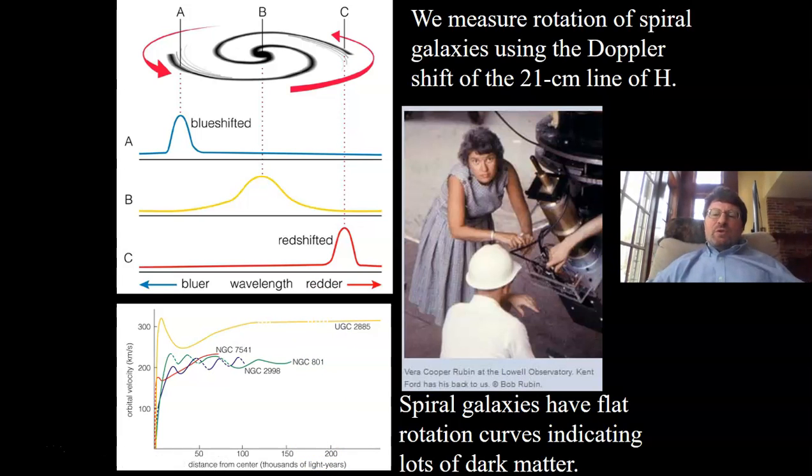So what she was looking at there was the 21 centimeter line of hydrogen. That corresponds to light that's emitted when an electron in the ground state of a hydrogen atom makes a spin flip. It's this long wavelength of light that we've briefly mentioned before.